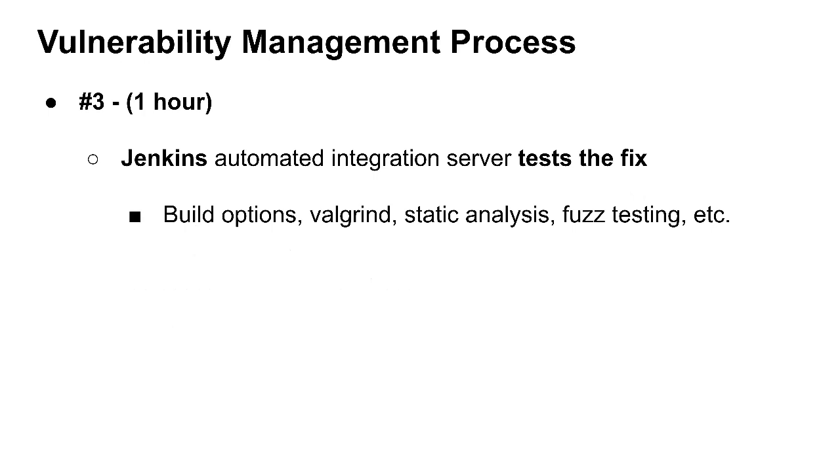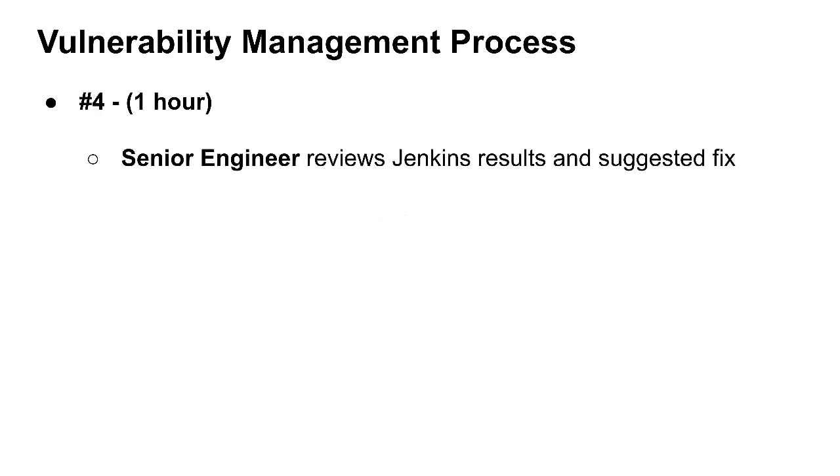The third thing, typically about an hour out, is we'll start our automated Jenkins tests on the fix. This will test everything from build options, Valgrind to test memory leaks, static analysis, and also some fuzz testing. The fourth thing, about an hour out, is one of our senior engineers reviews the Jenkins results and the suggested fix that our assigned engineer has put up.